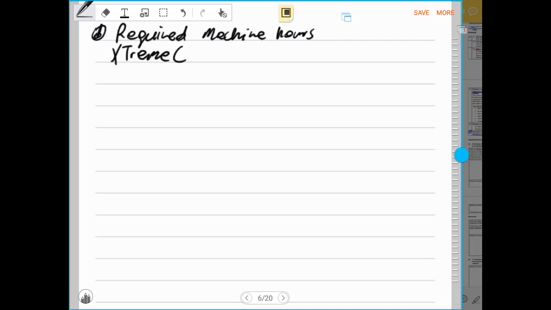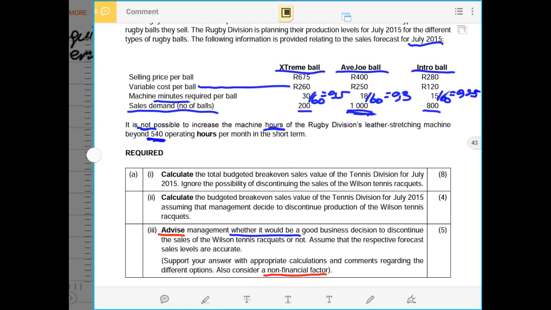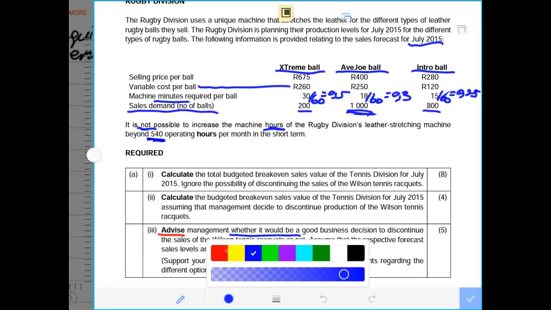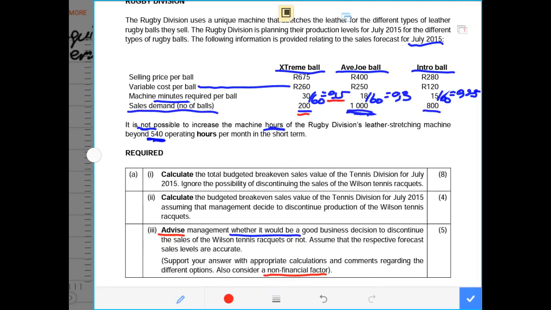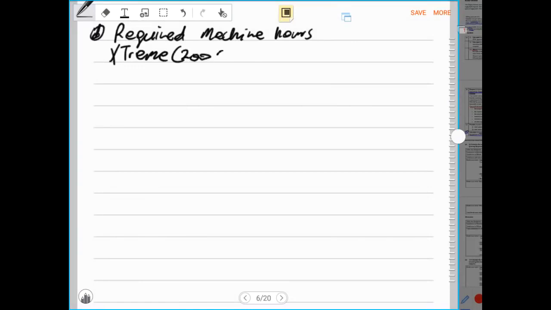Extreme wants to manufacture 200 units, and the time it takes to complete 1 unit of Extreme is 0.5 hours, which is 30 minutes, half an hour. So we say 200 units that they want to manufacture, times 30 minutes, divided by 60 minutes in an hour. This will give us 100 hours. So Extreme requires 100 machine hours to manufacture the 200 units.